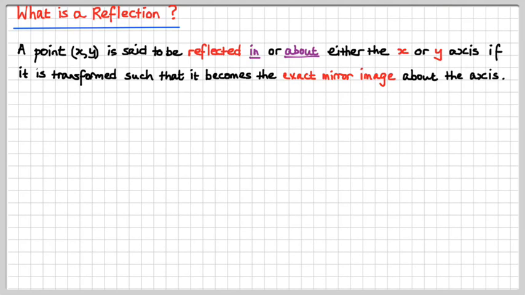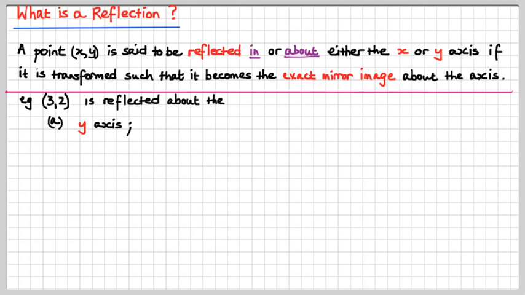Well, if a point (x, y) is said to be reflected in or about, that's the correct terminology, either the x or y axis, it is transformed such that it becomes the exact mirror image about the axis that it is reflected in or about. Does that make sense? I hope so. It'll become clear in a moment.